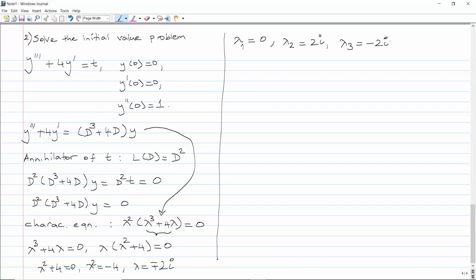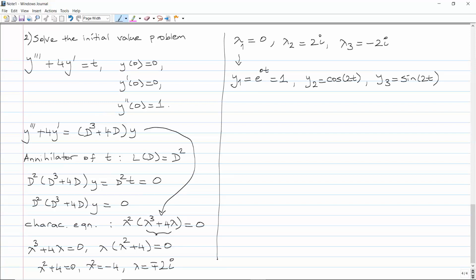So how do we write the corresponding solutions? For lambda 1 equals 0, the solution is e to the 0 times t, so e to the 0, which is 1. So the first solution is the constant 1. The second and third solutions come from the complex roots, plus minus 2i. So the real part is 0, and the imaginary part is 2. So we have e to the 0 times cosine 2t, and e to the 0 times sine 2t, and e to the 0 is 1. So the second and third solutions are cosine of 2t and sine of 2t.